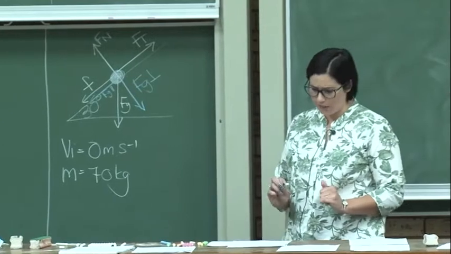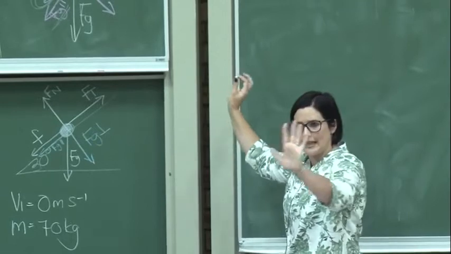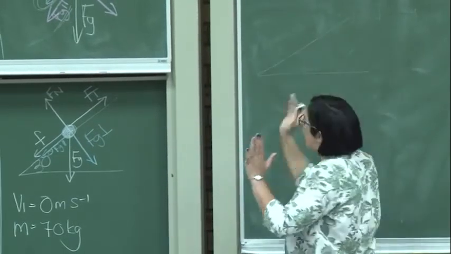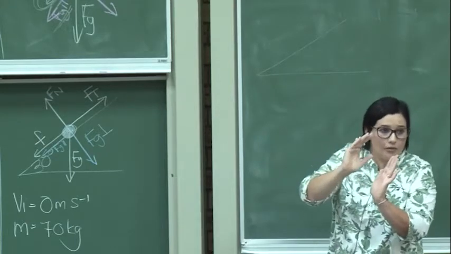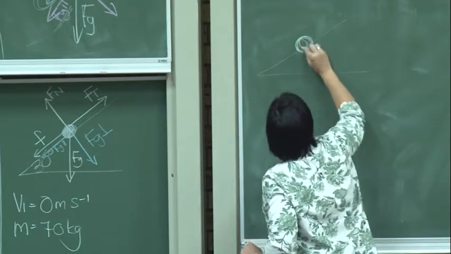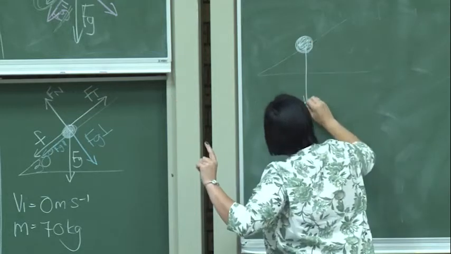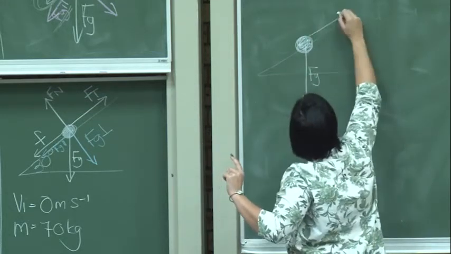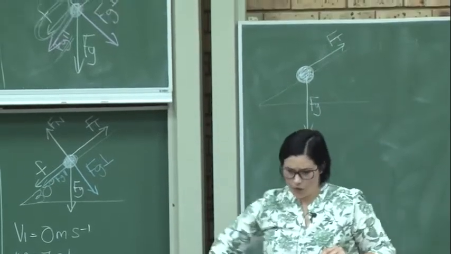The first thing I'm going to do is draw very lightly with a pencil. I'm going to draw the incline so that I can draw my free body at an angle as well. Now I can see the incline. There's my free body. First one is the gravitational force. The next one is the tension force.